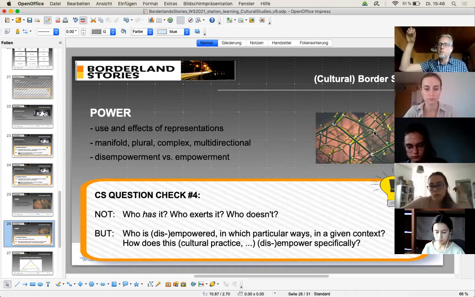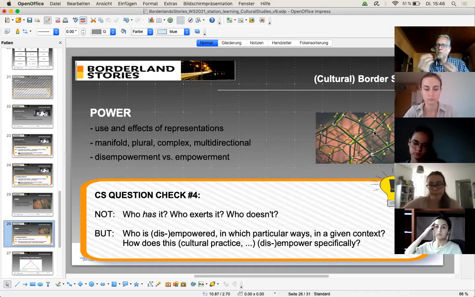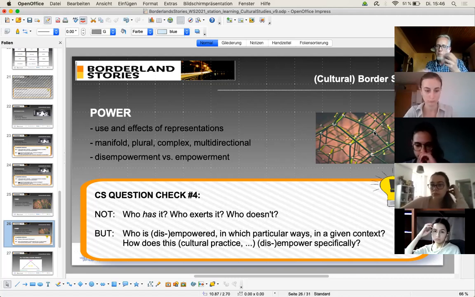It's not top down. Yeah? As a teacher right now, I don't have absolute power and I don't exert it top down on you, but it's more like the context puts us into these positions. And from there, certain movements of power result. And that's often called being empowered and being disempowered at the same time in some ways.